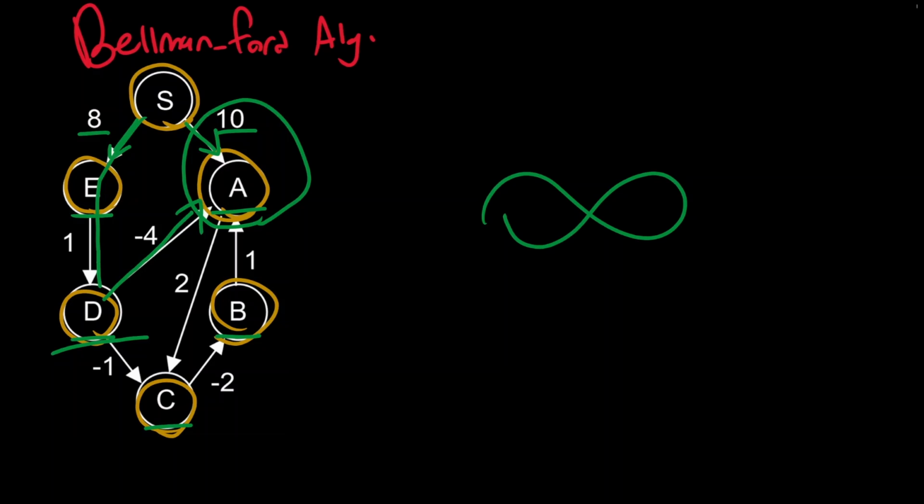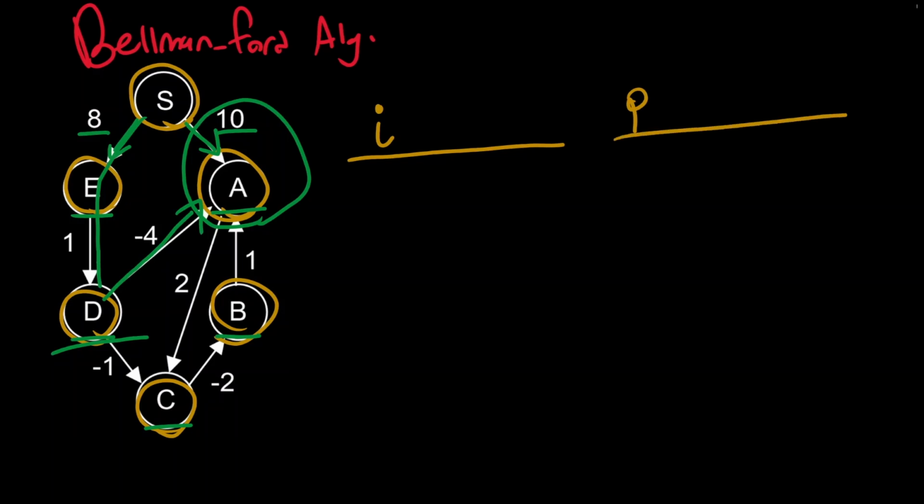To do this, what we're going to trace out is 2 tables. The 2 tables are going to be our iteration table, which is going to keep track of these shortest paths. And then we're going to have a parent table to figure out what came from what and what leads to where. So let's go ahead and start tracing this.